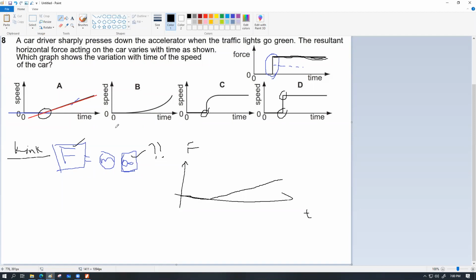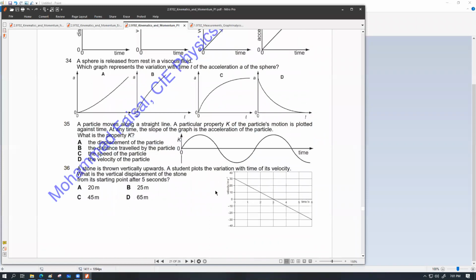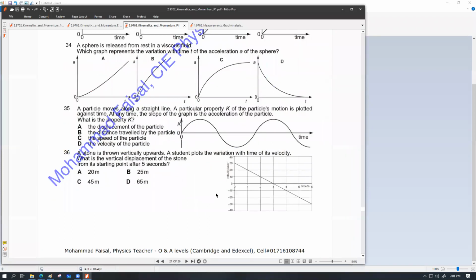We'll move on. Any further question from this question? Yes, Farhan, you can take a break. No big deal. Anything else? No, sir. Moving down further.